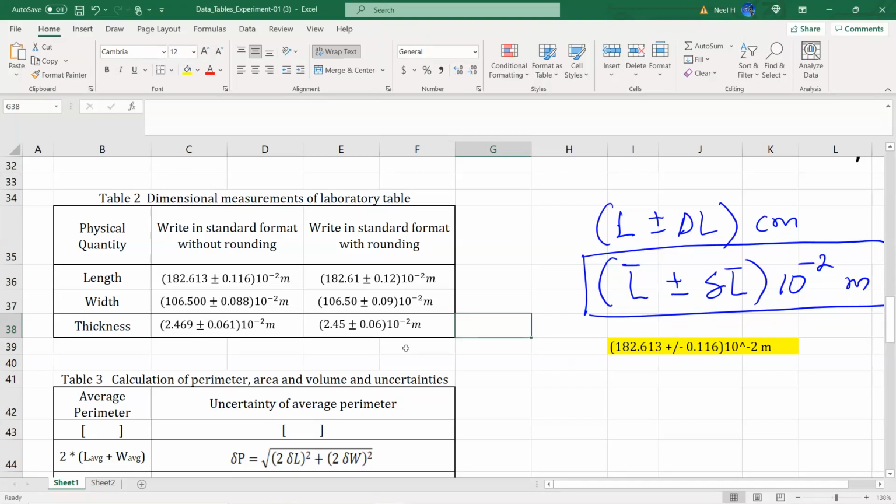Any other question? For the writing in standard format with rounding, why is it 4.5 for 0.45 for the thickness and not, oh sorry, 0.7? Okay, no, that's very good. Thank you for pointing it out. It should not be 0.45, it should be 4.7, right? Thank you. And please point out those things, do not hesitate. Anybody can make mistakes, right? I can make a mistake sometimes.